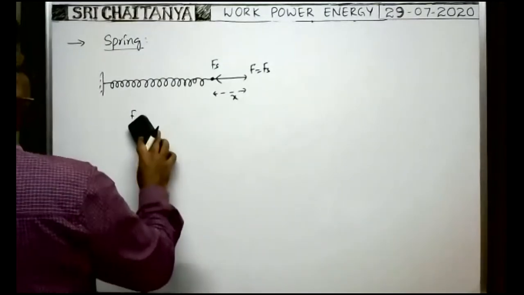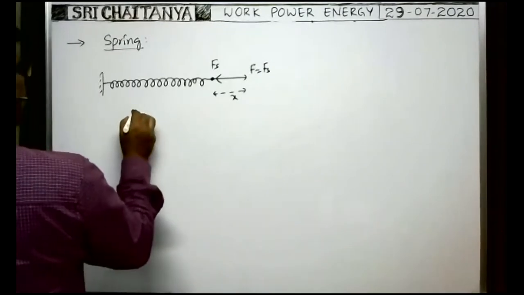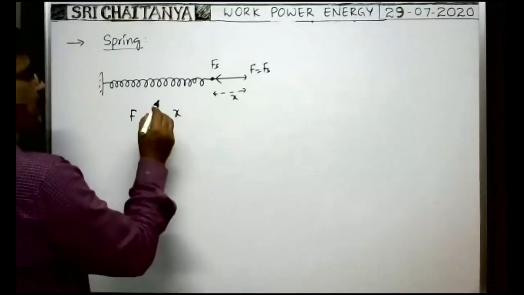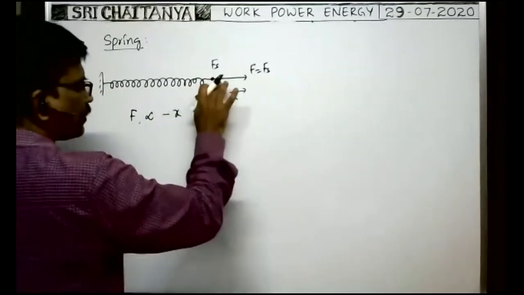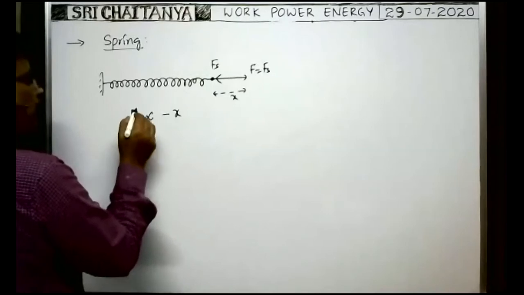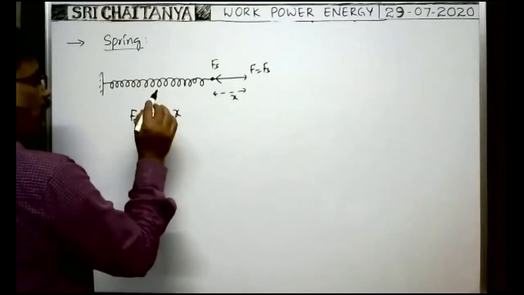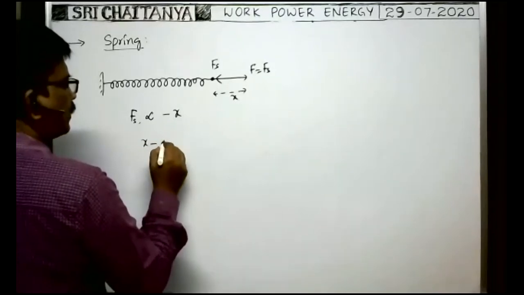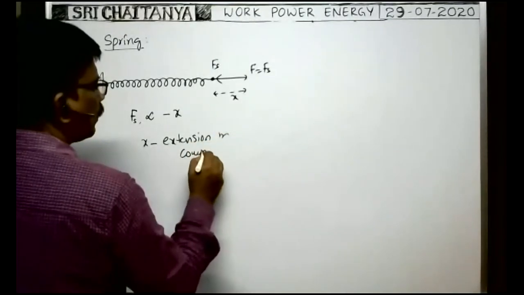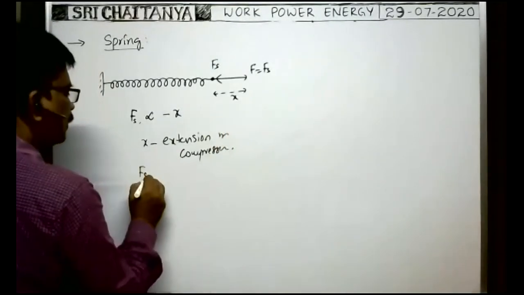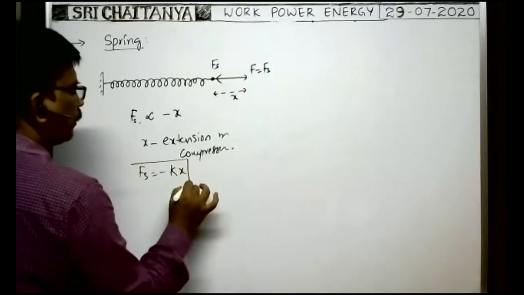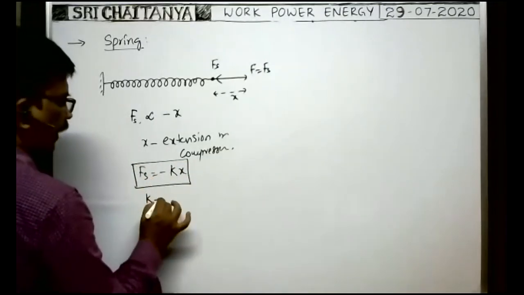proportional to extension or compression of the spring. Spring force developed in the spring is directly proportional to extension or compression of the spring, but it is opposite to extension or compression. Suppose if extension is there, the spring force is in this direction. If compression is there, the spring force is in this direction. That's why the spring force is directly proportional to the negative of x, where x is the extension or compression in the spring. Or Fs is equal to some proportionality constant k into minus x, that means minus kx. This is the formula for spring force, where the proportionality constant k is called the spring constant.